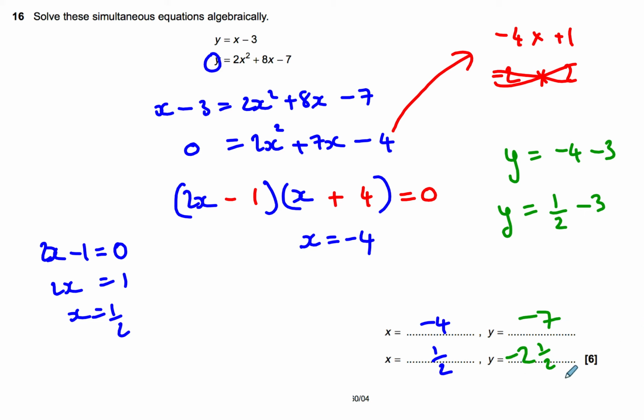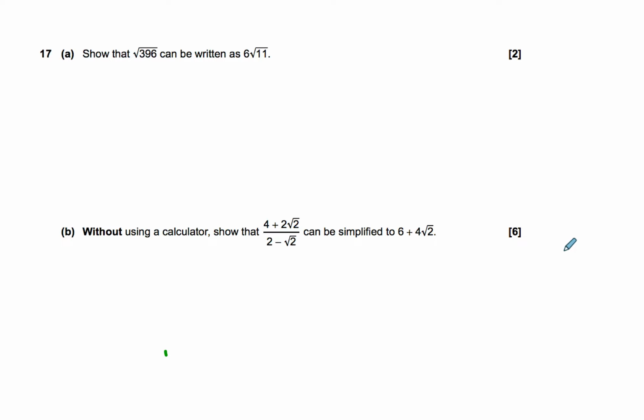And that would get me my 6 marks. So I think the hardest bit is if you can factorize, get up to the factorization, that's great. But also students may find it a little bit difficult to realize that actually you're just equating that to 0 to solve. So this takes us on to our last question, which is question 17. And it's 396 can be written as this.